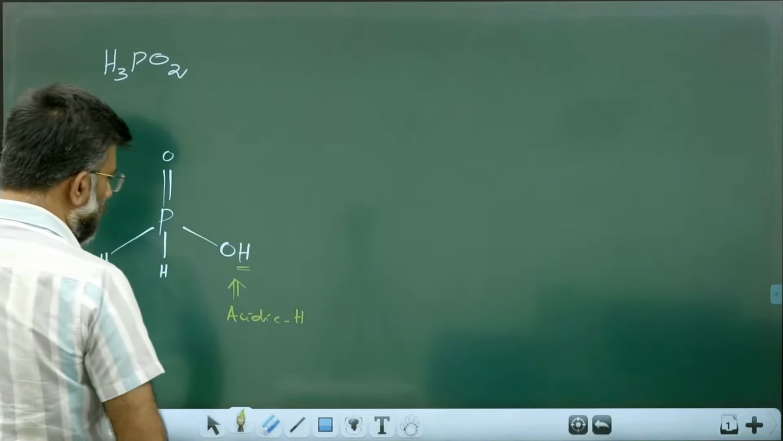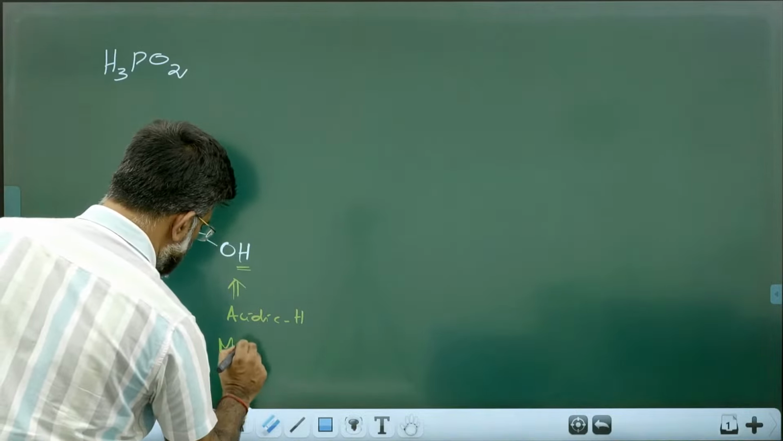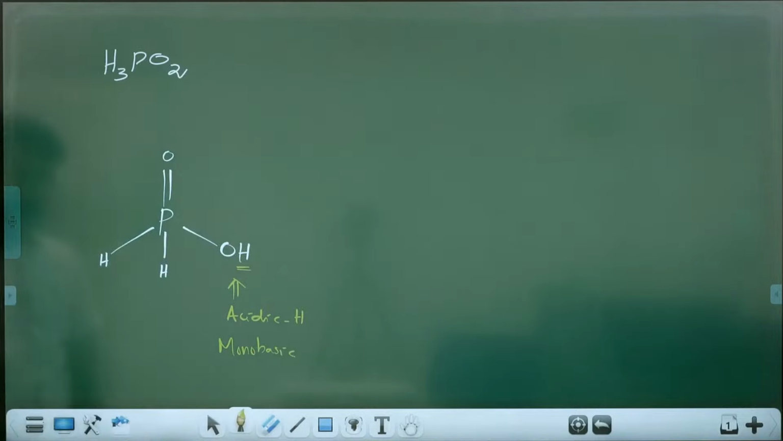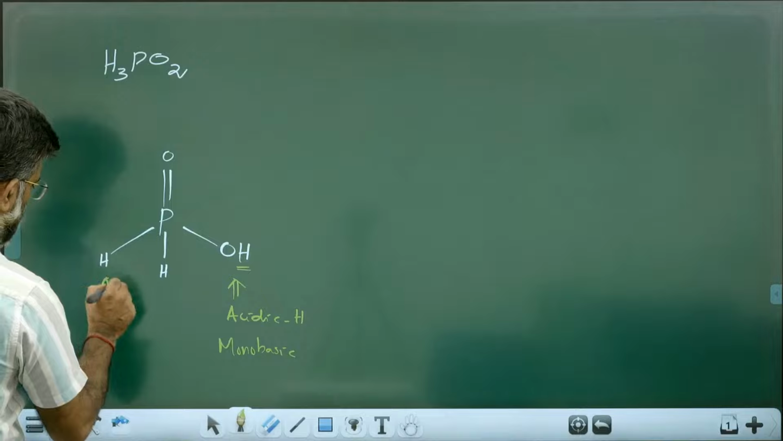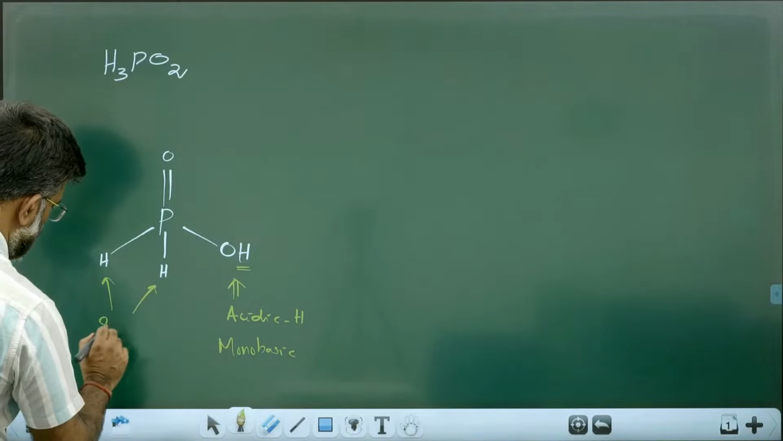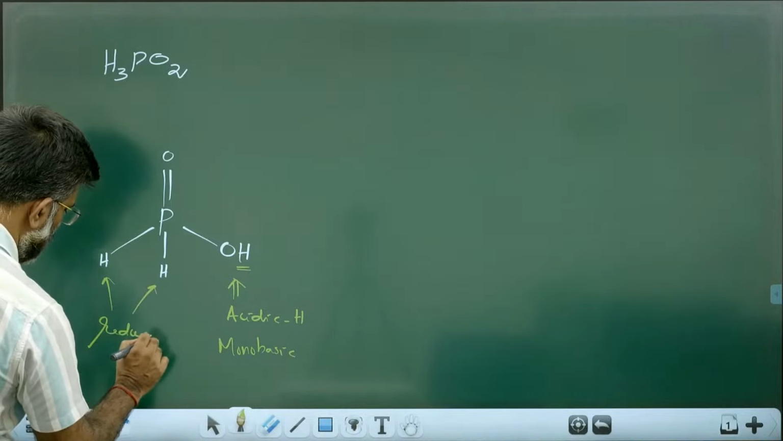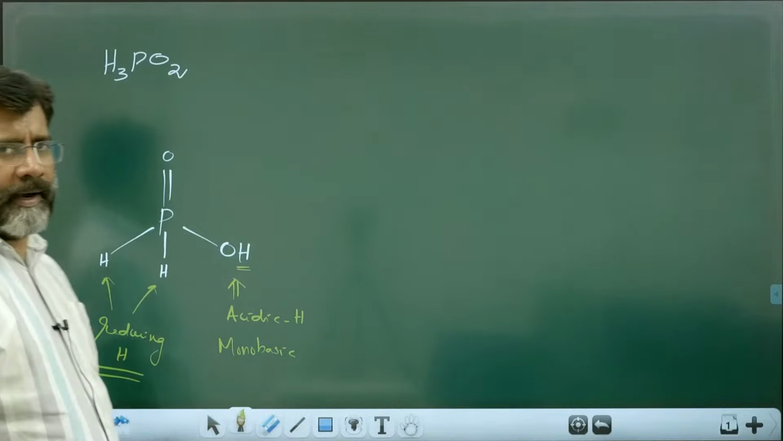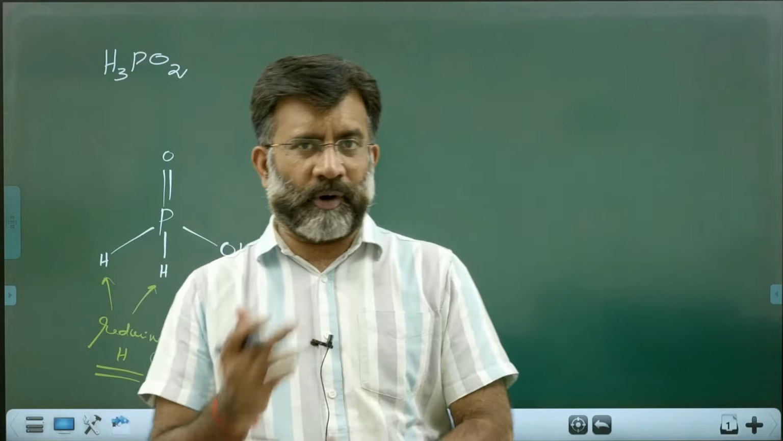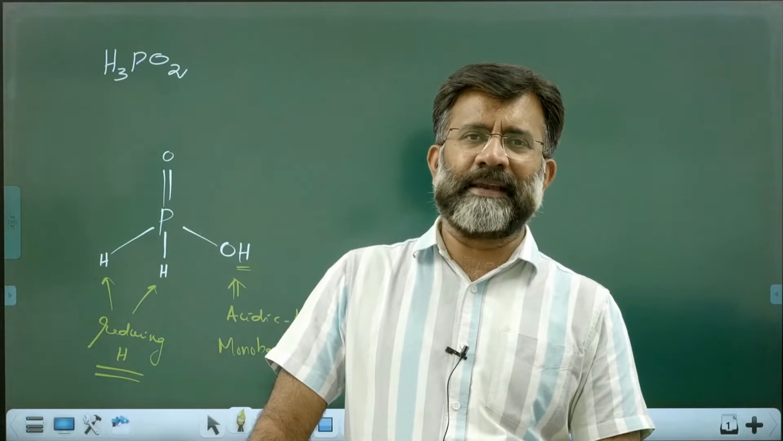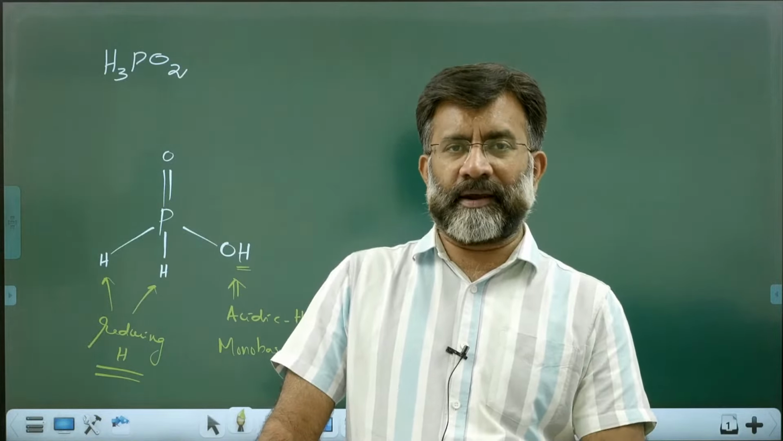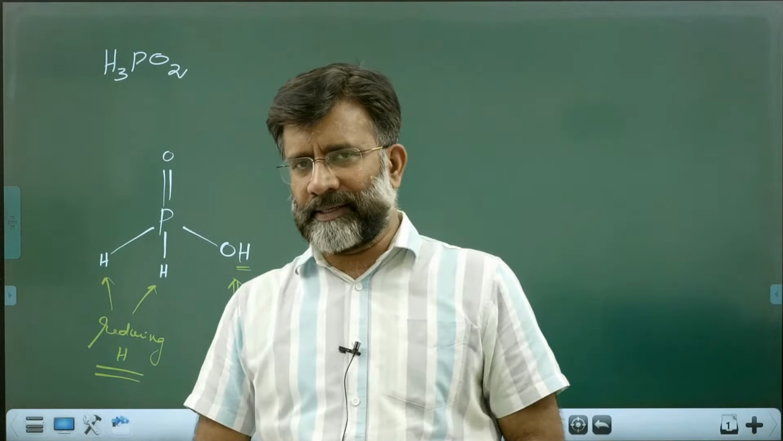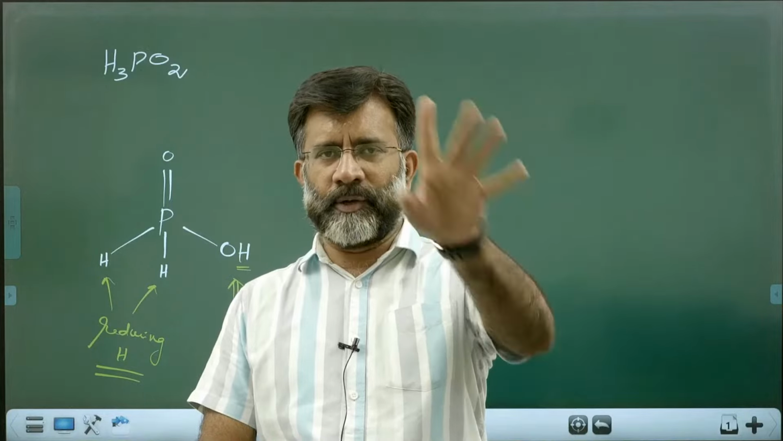So there is only one acidic hydrogen, hence it is monobasic in nature. While these two hydrogens are reducing hydrogens. They are not connected to oxygen. They are connected to less electronegative phosphorus. They are not ionizable hydrogen, not labile hydrogen, not acidic hydrogen. Rather, they are reducing hydrogen.